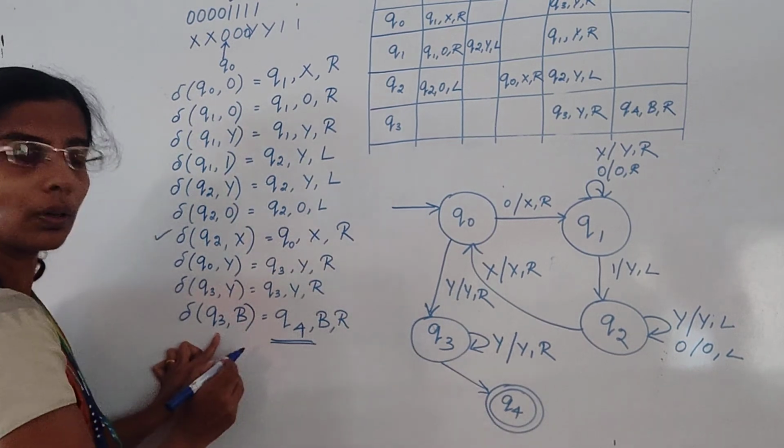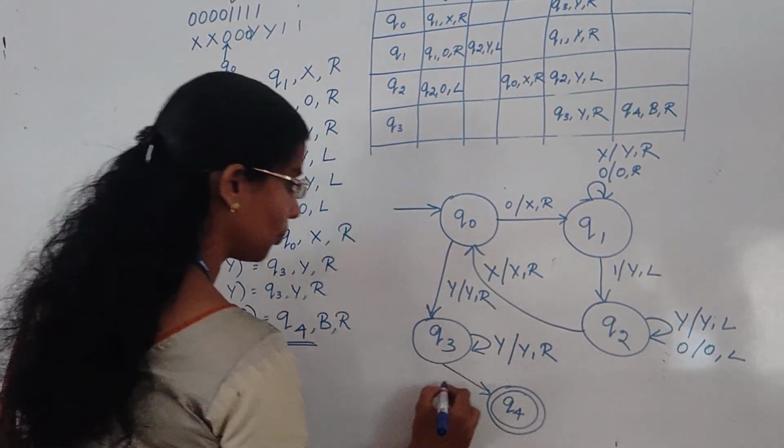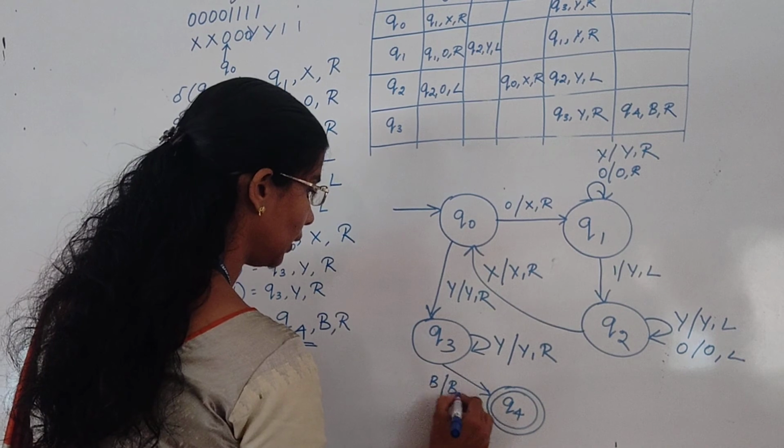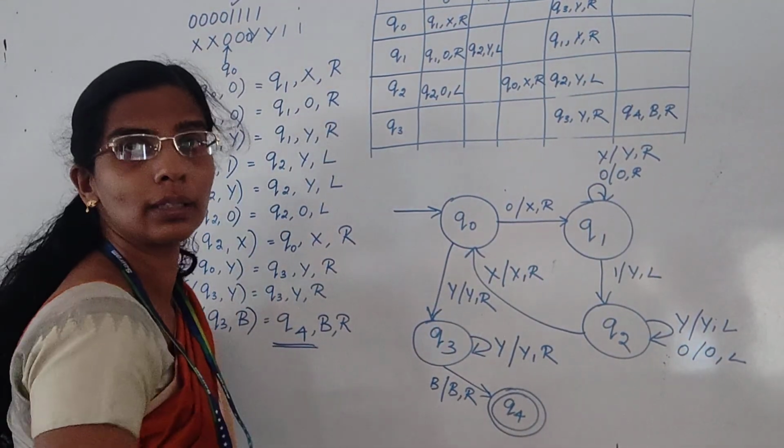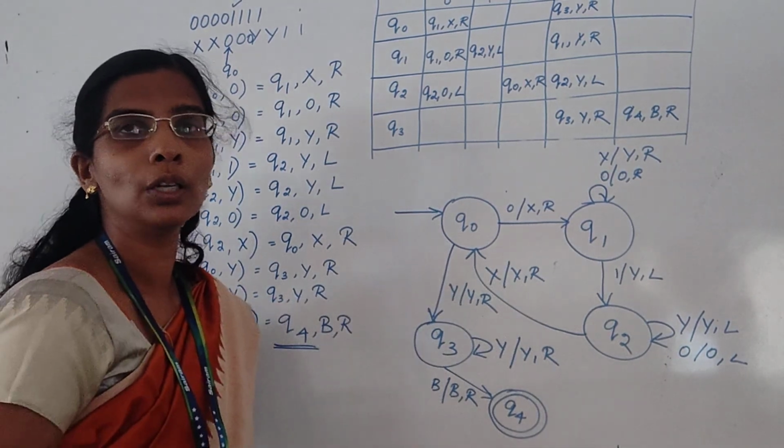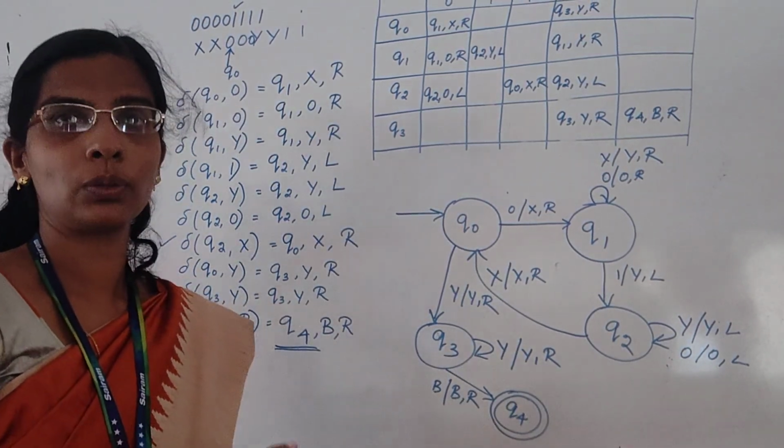Q3 to Q4: B slash B R. So this is the final state. This is the transition diagram of your Turing machine. Hope you understood it. Thank you.